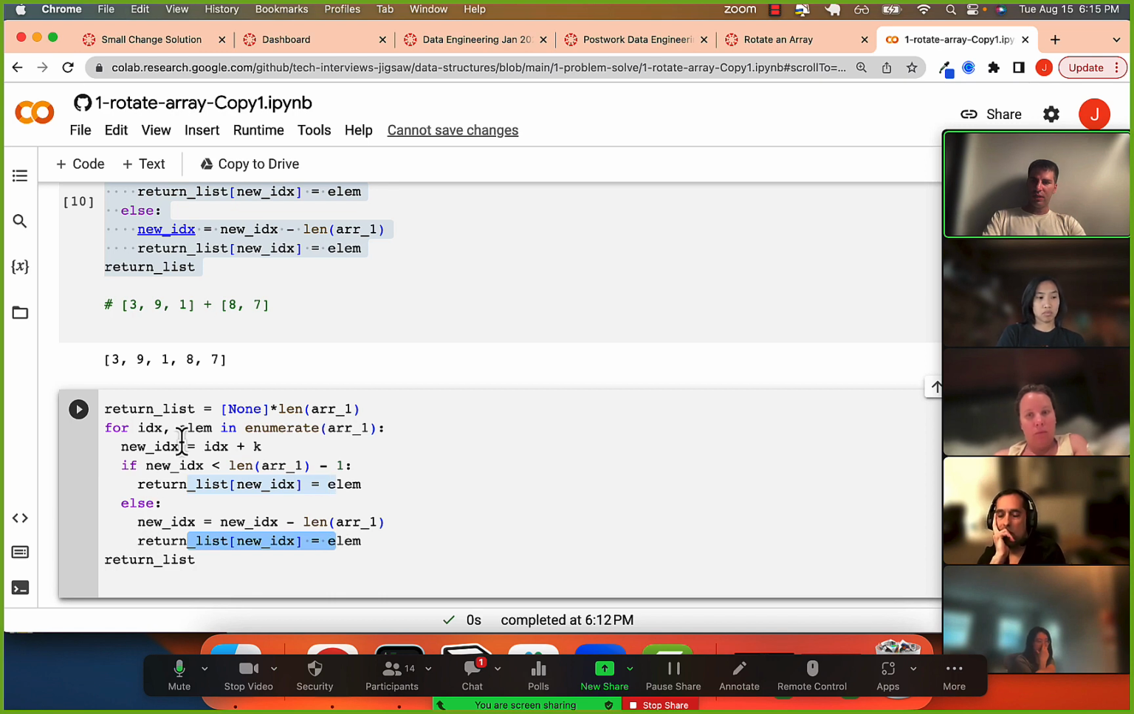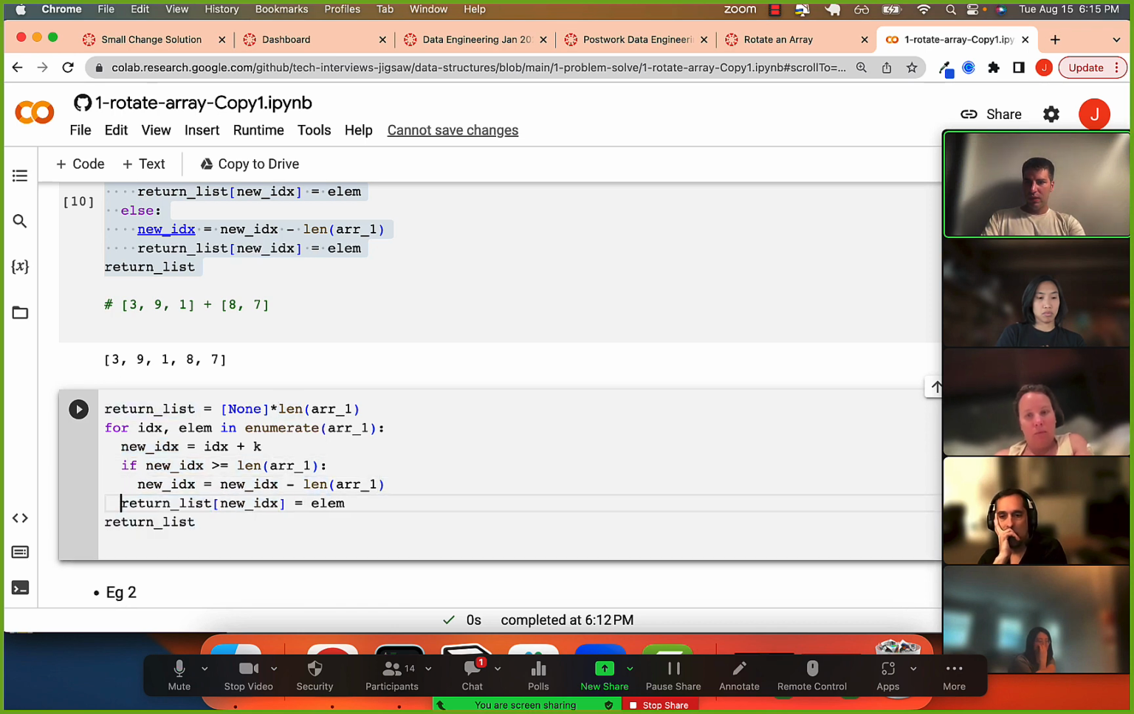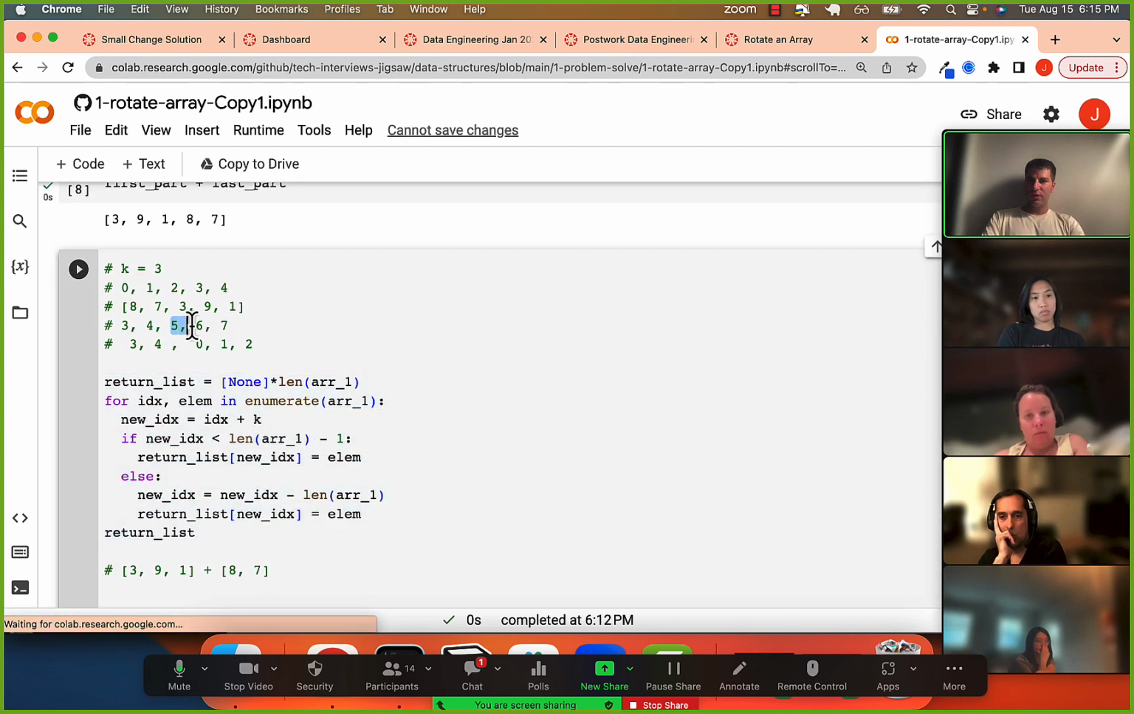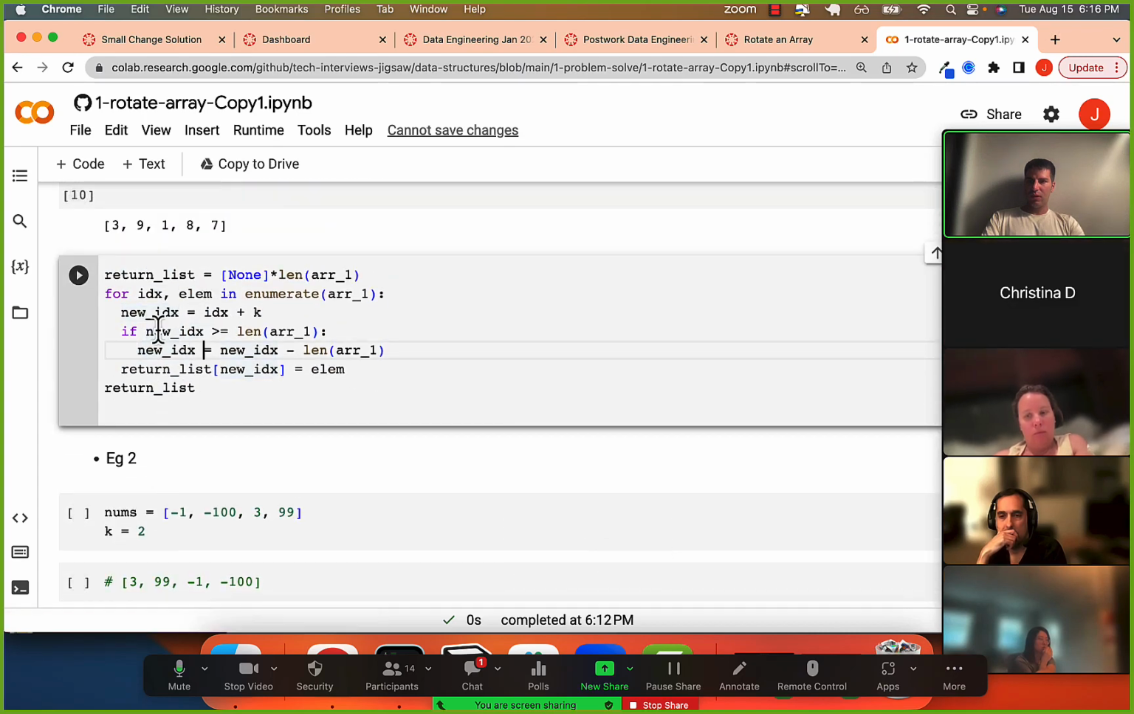The only difference is when the new index is greater than or equal to the length of the array, then I want to reset the index. Basically if I get to a number that's like 5, 6, or 7, I want to chop it down to 0, 1, or 2, and then always set the element. So that's what I'm doing. So I just refactor the code for that, right?